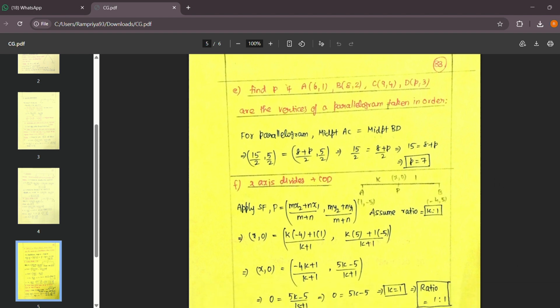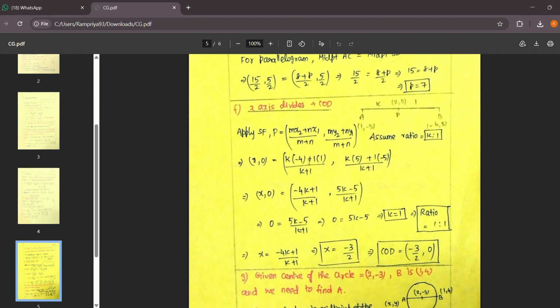And next is find P. If you have been given that they are the vertices of a parallelogram taken in order, it can come in a 2 mark. So for a parallelogram, the midpoint of AC should be equal to the midpoint of BD. Simple condition. We know the midpoint formula. AC, see here, you can do it in the mind itself. 6 plus 9 by 2, 1 plus 4 by 2. So that is 15 by 2, 5 by 2. Similarly, BD midpoint: 8 plus P by 2, 5 by 2. Now here 5 by 2 and 5 by 2 are already equal. So you just have to equate the x coordinate. 8 plus P by 2 equal to 15 by 2. So you get P is 7.